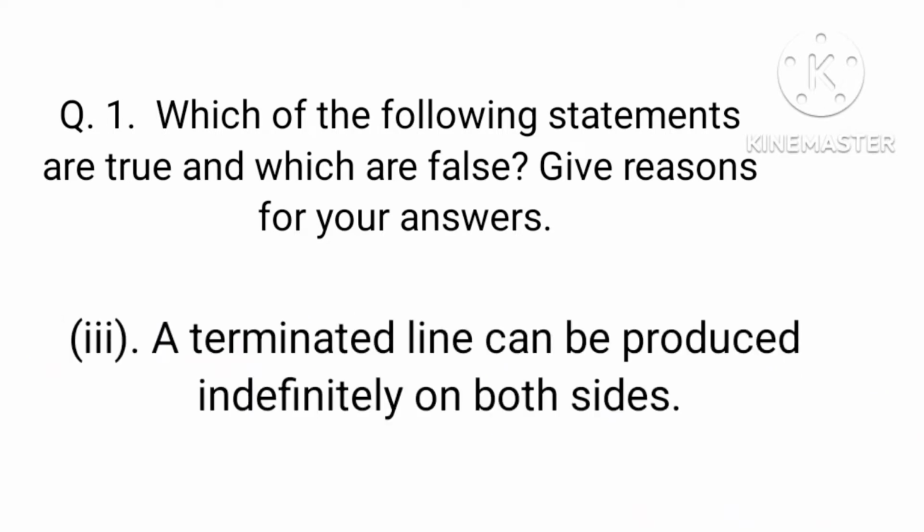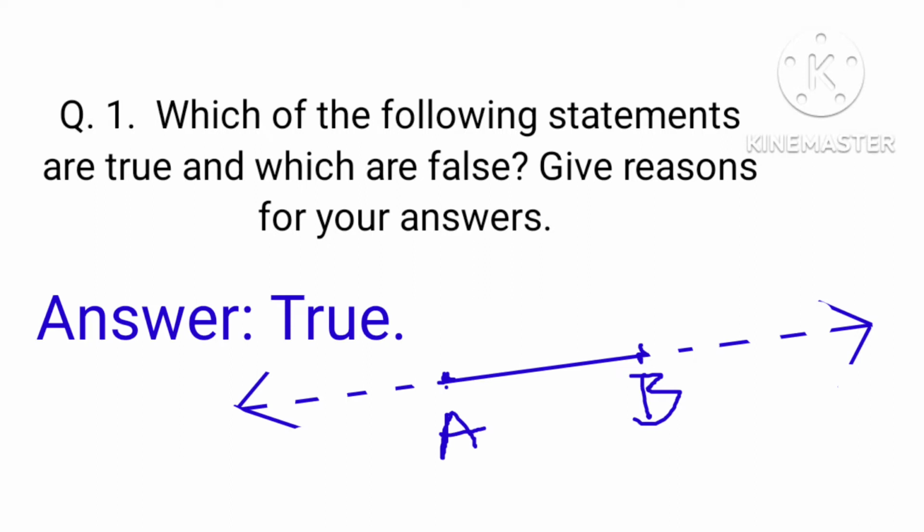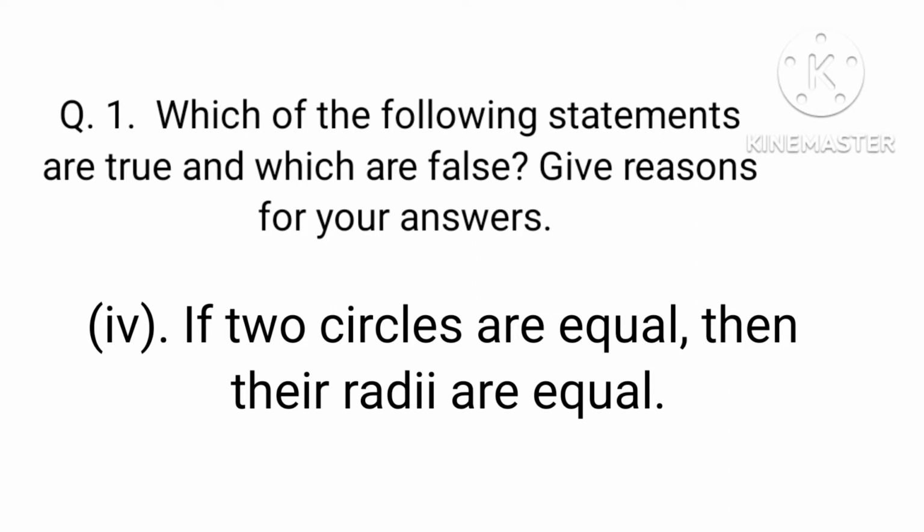Third statement. A terminated line can be produced indefinitely on both sides. Answer: true. From postulate 2 of Euclid's geometry. Here AB is a terminated line, and a terminated line or line segment can be produced indefinitely on both sides to give a line.